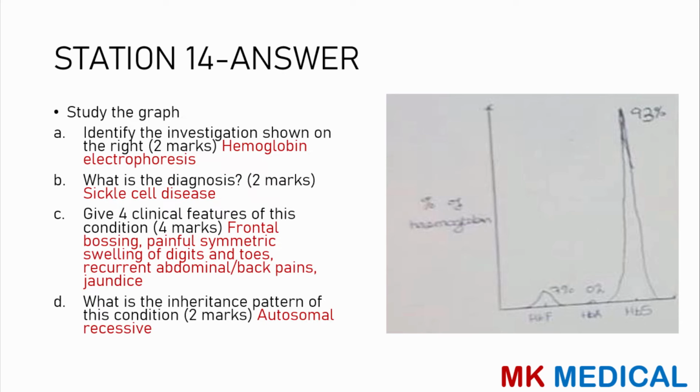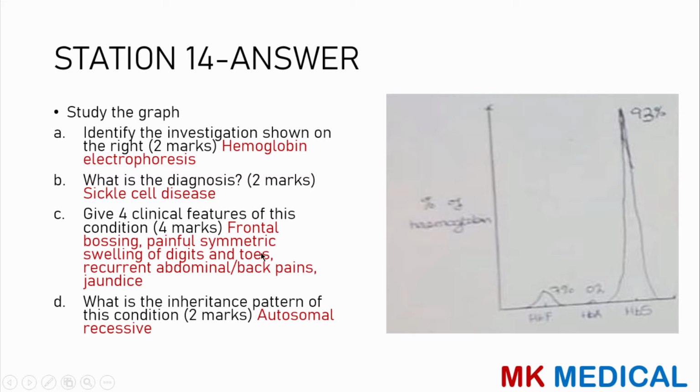So this is a graph showing you fetal hemoglobin at 7%. Adult hemoglobin is almost at 0%. HbS hemoglobin is at 93%. So obviously this is a hemoglobin electrophoresis. It gives you a result like this in percentages. This child obviously has sickle cell disease.